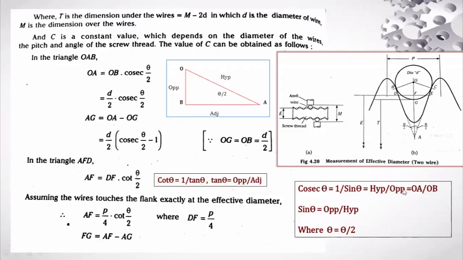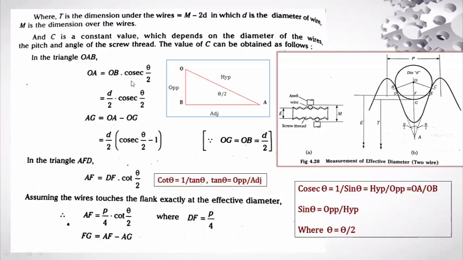So if you keep the OA this side, it is OB into cosecant theta by 2. It is simple, right? No confusion. OA by OB is equal to cosecant theta by 2. If you keep OA on the LHS, left hand side, the right hand side will become OB into cosecant theta by 2.